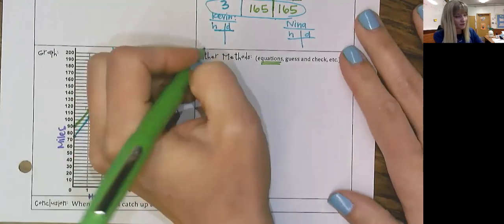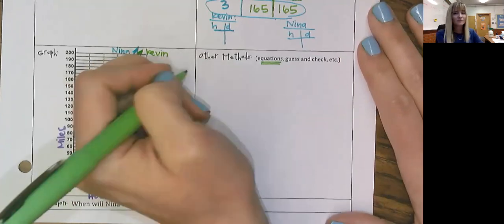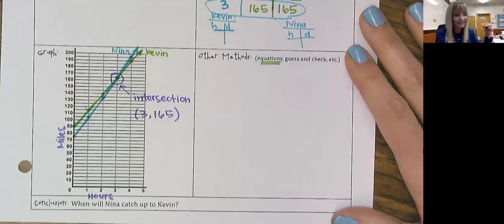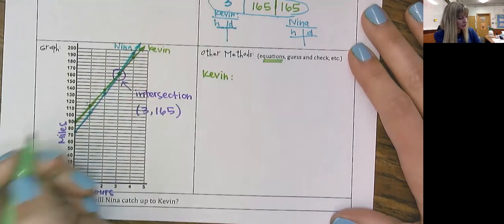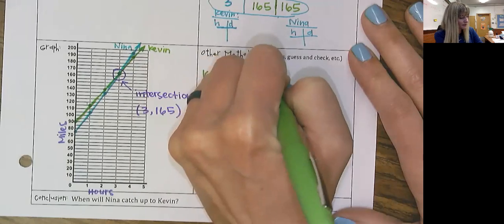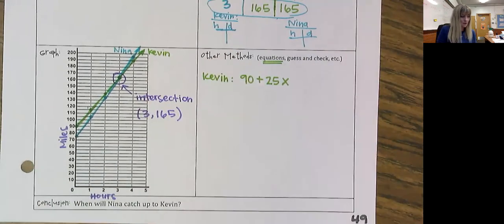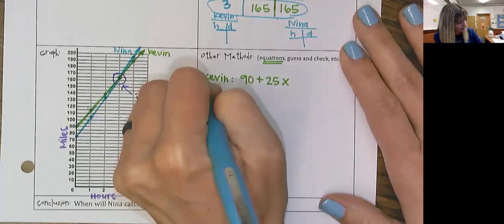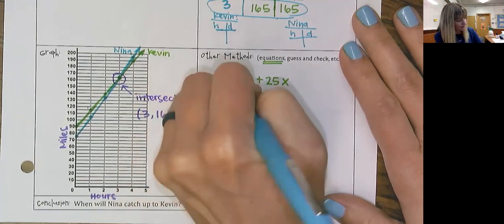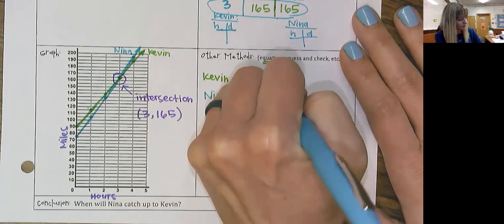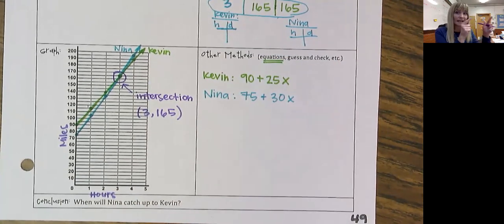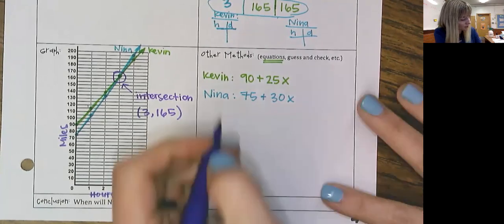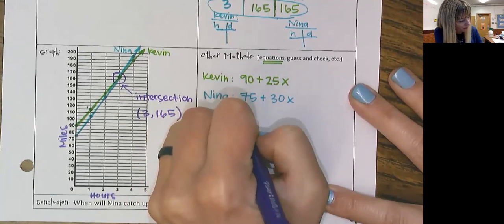This should look familiar to you, and maybe some of you already did this. Maybe some of you are like, Ms. Gown, this is what I did first because this is what felt right, is the algebra. It's always what feels right to me. Kevin started at 90 and is going 25 miles per hour. Well, Nina started at 75 and is going 30 miles per hour. If they ask me when these two are going to be the same, when she'll catch up, we've done problems like this, remember? This turns into an equation with variables on both sides.